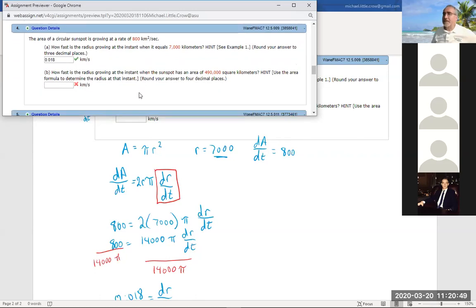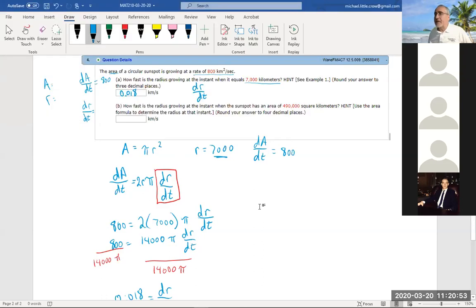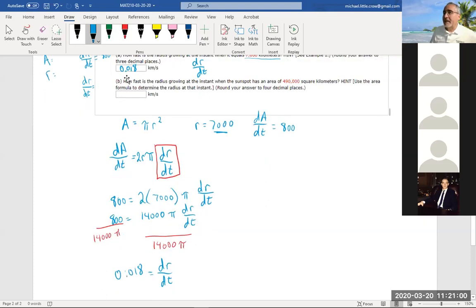Okay, that's correct. Again, it's a small number. I'm not always sure and I don't really have a good feeling for what these values are going to be, but the radius is changing by just a little bit to make that change. So that's the A question.